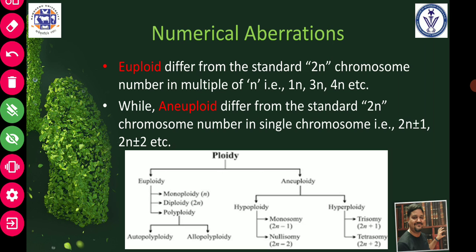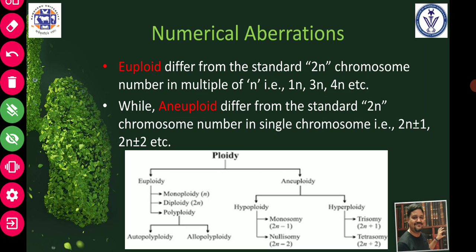Whereas aneuploidy means it differs from diploid, that is, the standard chromosome complement. But how will it differ? It will have either one or two less chromosomes, or one or two more chromosomes. That means either it will be hypoploid or it will be hyperploid.